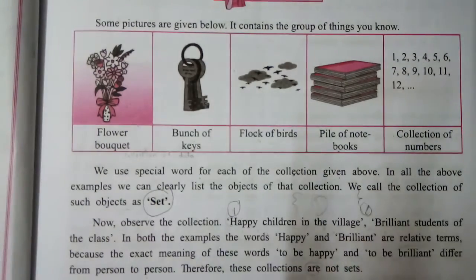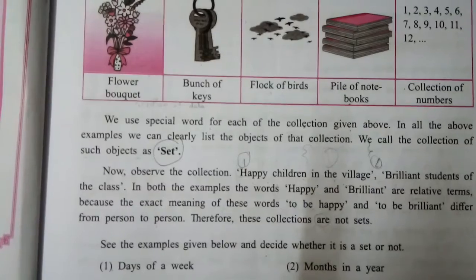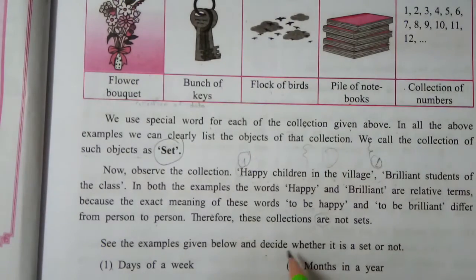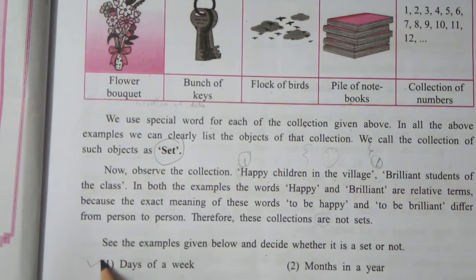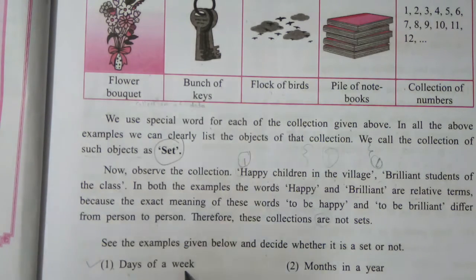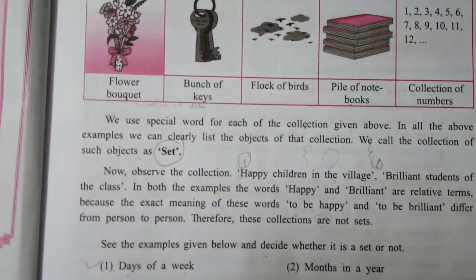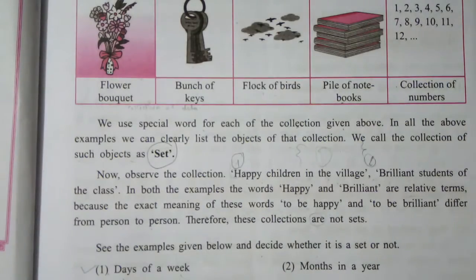Now in this video, see the examples given below and decide whether each is a set or not. Here some examples are given to us, like days of the week, months in a year, and so on. If we take the first example, days of the week, this is a collection, or we can say this is a set. Like Monday, Tuesday, Wednesday, these are the set. Likewise you have to solve these examples and decide whether each is a set or not. I hope you can do this very easily.